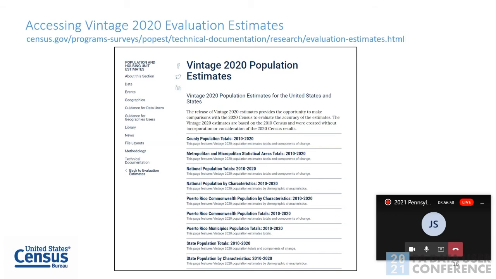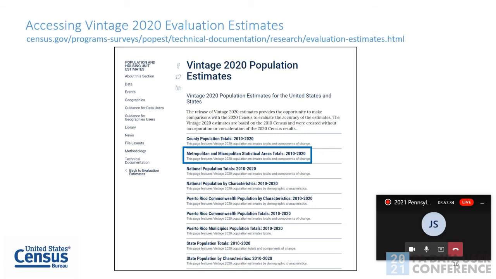Next year, we will release a number of special estimates evaluation reports showing these comparisons. And mind you, this is not something that we routinely did at the end of the decade, not this early. So now, in the meantime, we are releasing the vintage 2020 evaluation estimates that span the period April 1, 2010 to July 1, 2020.